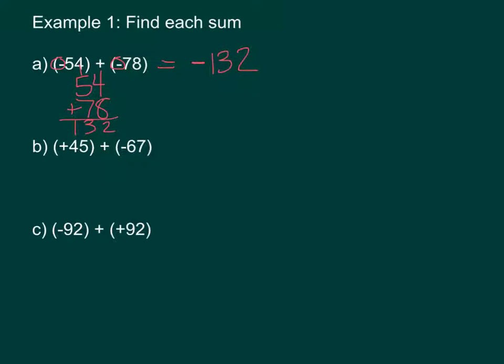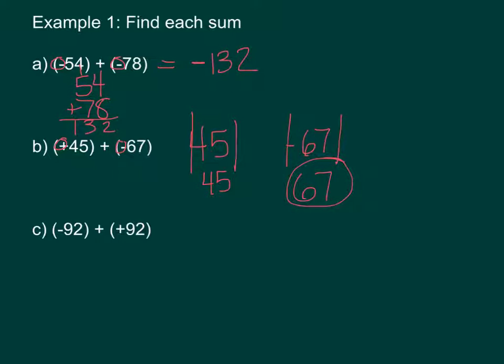Negative 132. Now let's look at B. Look at the signs out front, 45 and negative 67. If I have 45, the absolute value of 45 is 45. Then, the absolute value of negative 67 is 67. This is a bigger number, that way I know I have to take this sign. Therefore, my answer is going to be negative, just like example A. So I'm going to put my negative sign over there.